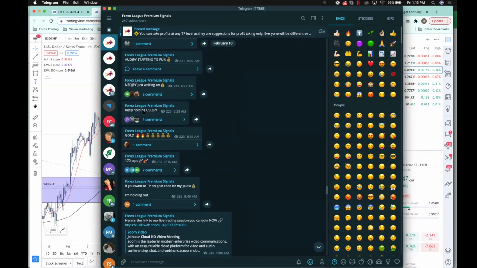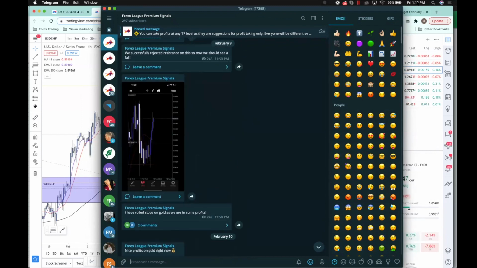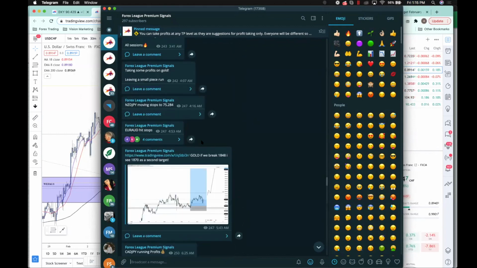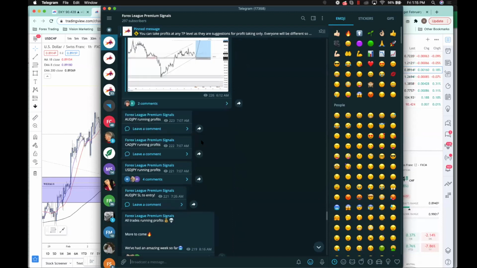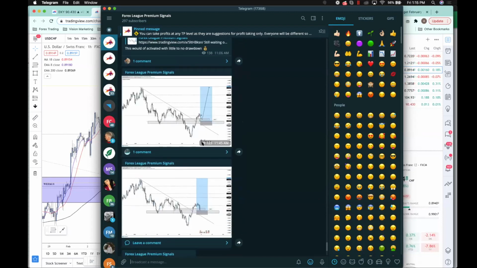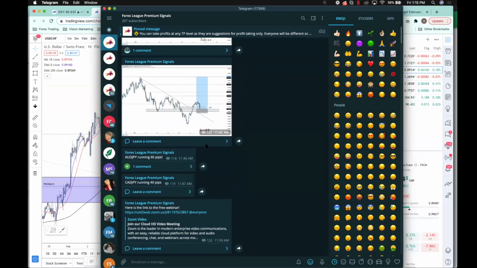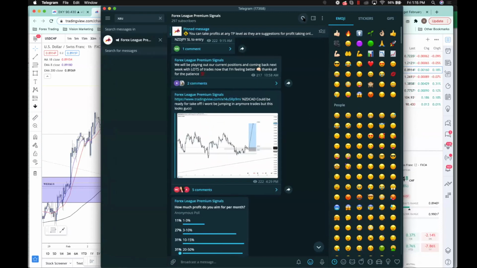We gave out this gold trade, I believe, on Wednesday. What is it? The 12th. But yeah, we're giving out about 1 to 3 trades per day. Let's see if I can find this. This week got a little slower towards the end of the week because I got sick, so I wasn't putting out any trades. But the format's going to be, let's see if I could find this.